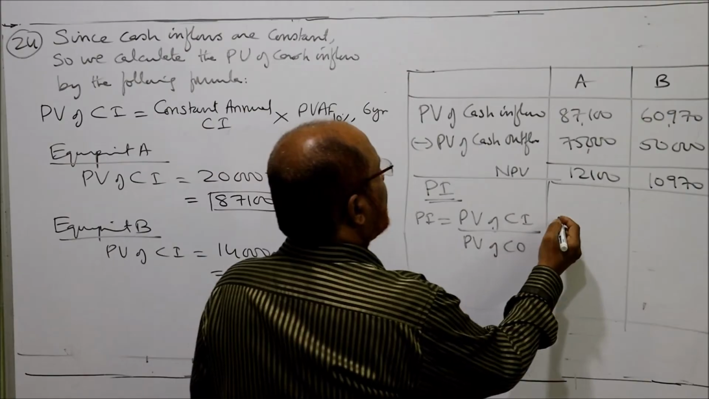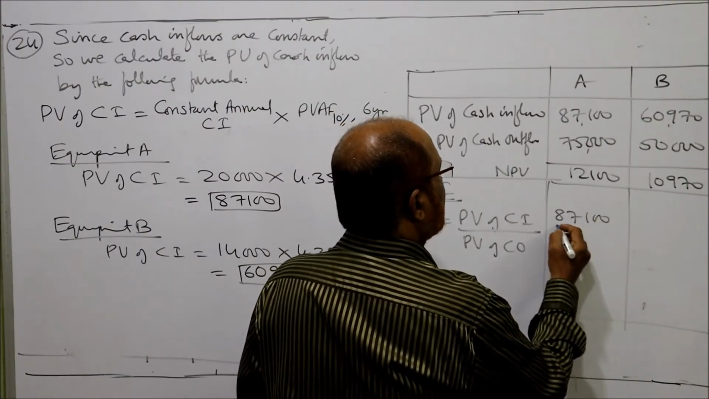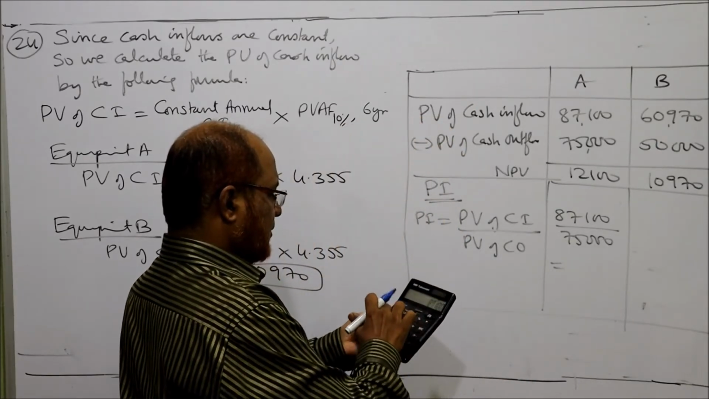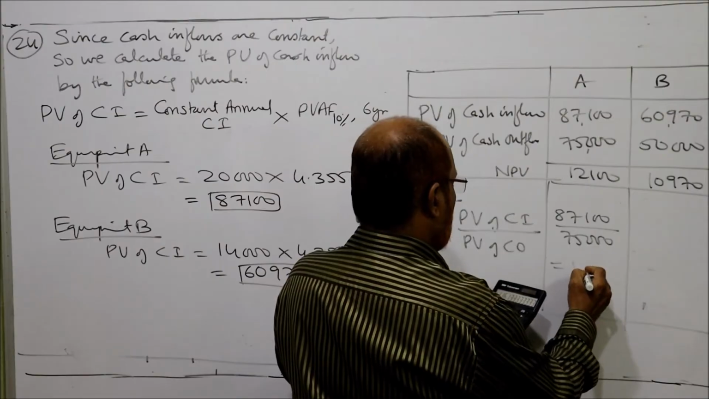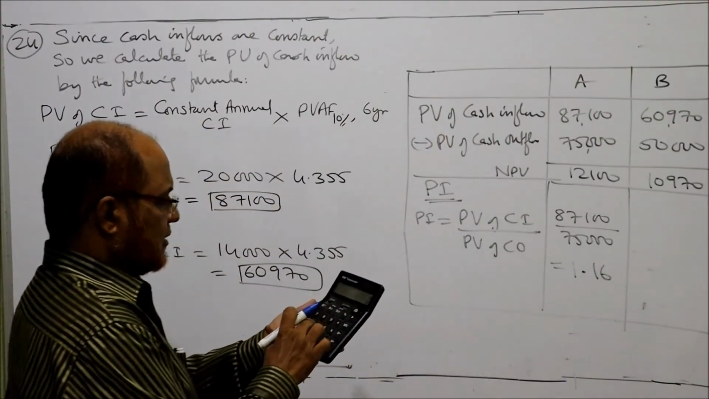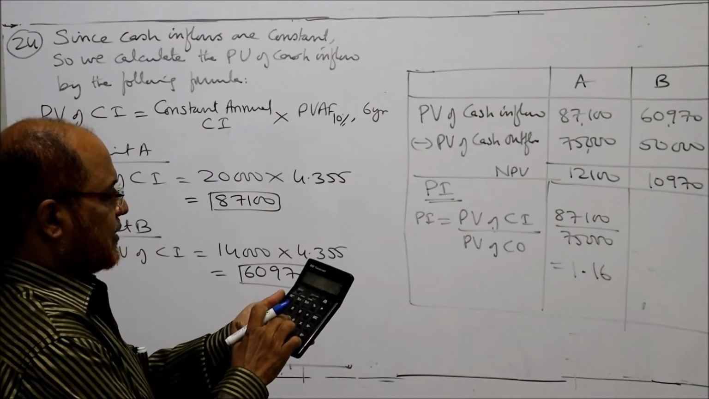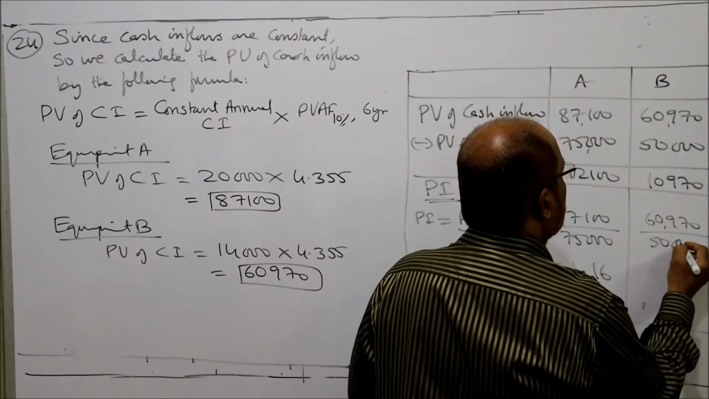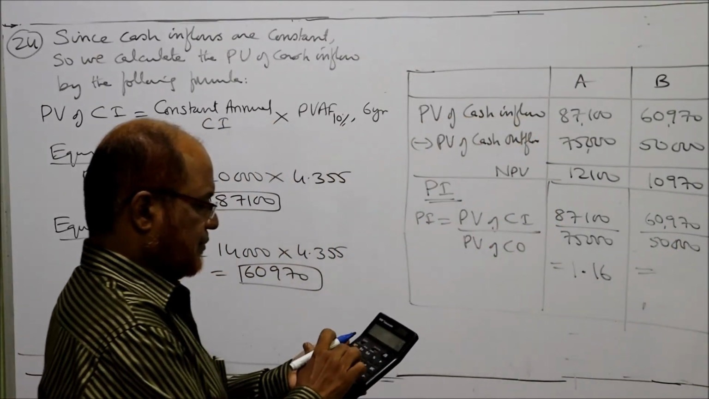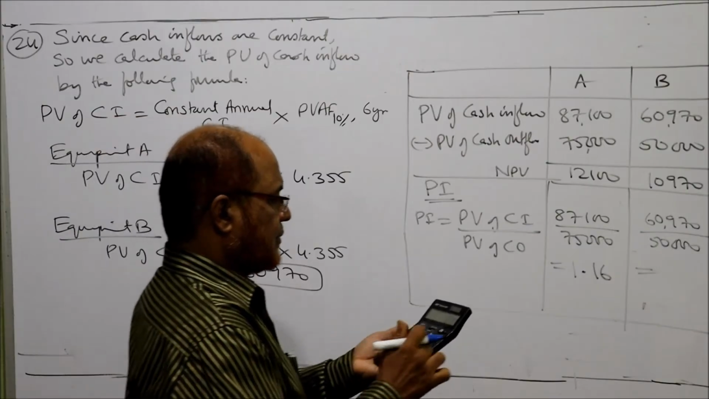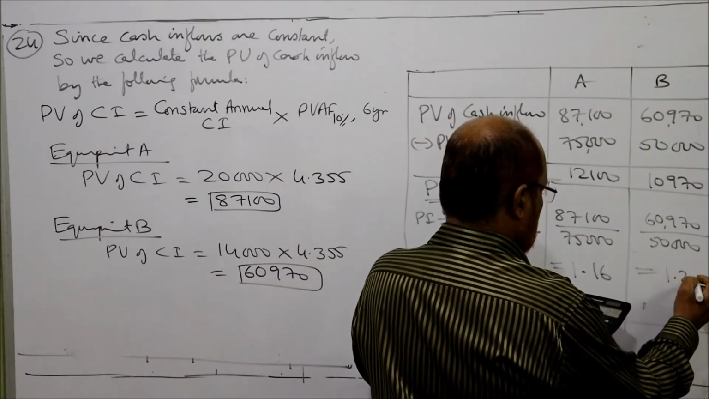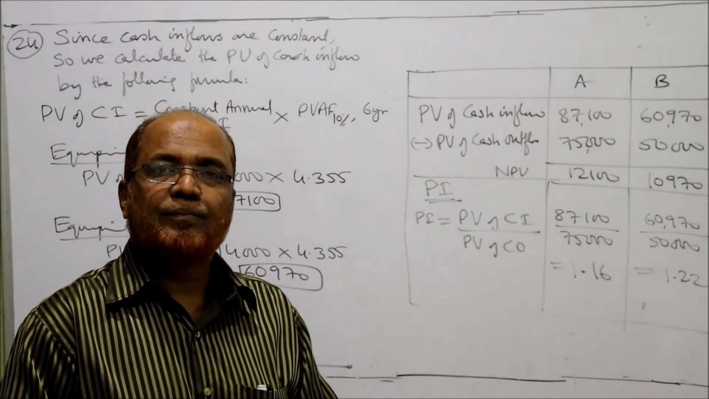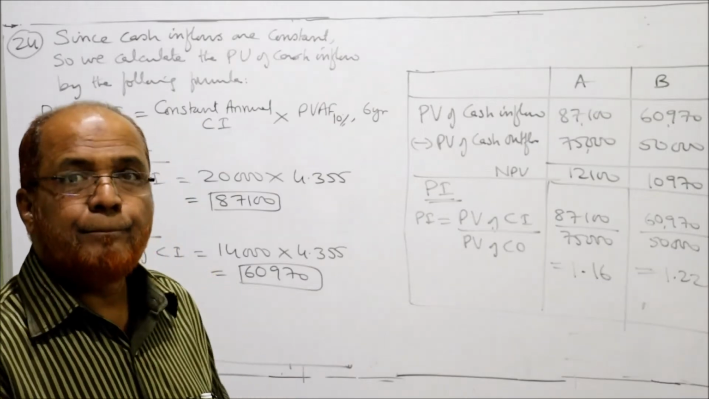Now PI. 87,100 divided by 75,000, 1.16. Similarly, 60,970 divided by 50,000, 1.22. That's it. We have calculated the NPV and also we have calculated the PI.